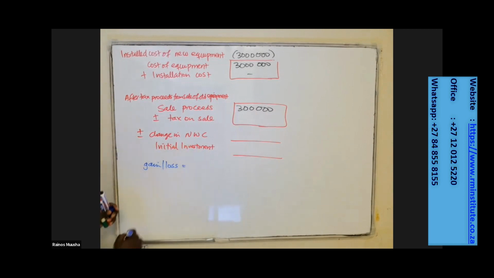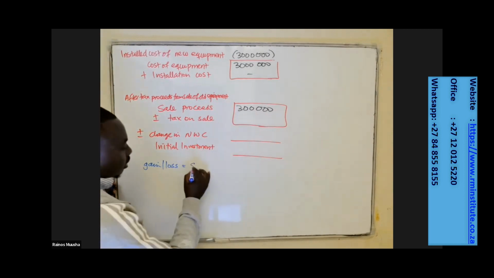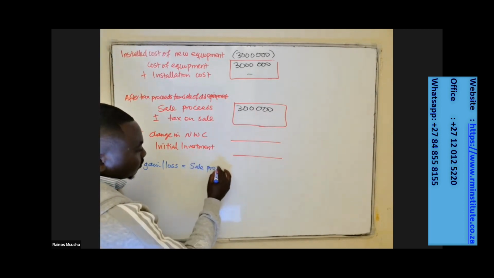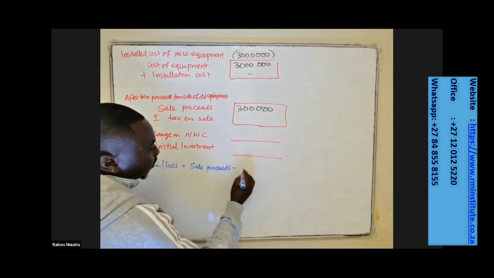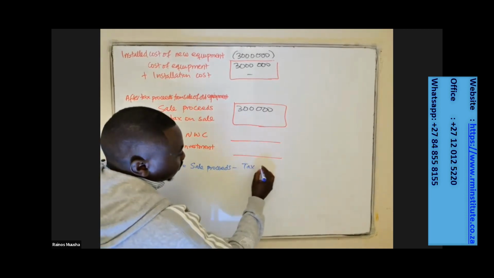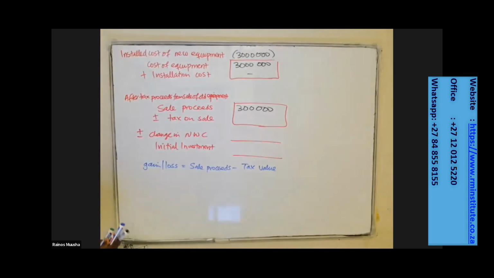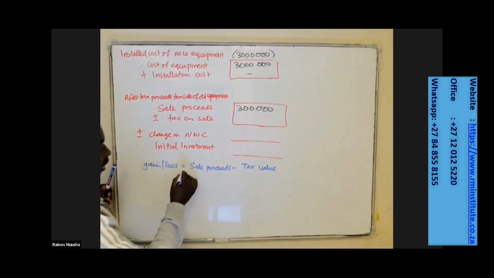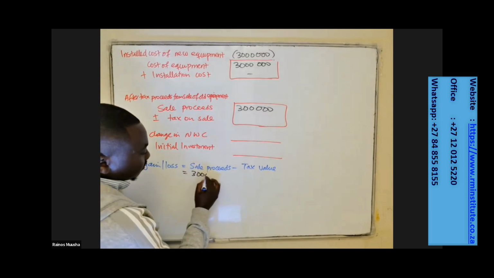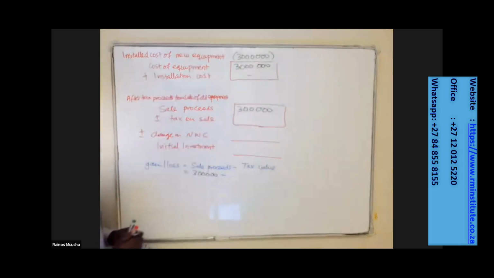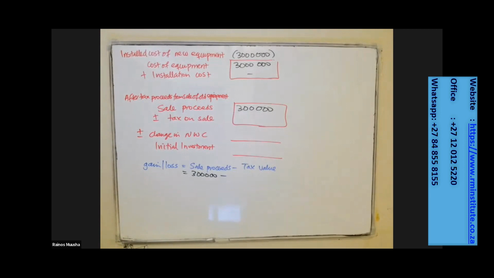And remember, to determine this, we're going to say your sale proceeds minus the tax value, right? So what do we know? We're selling this equipment for 300,000. We know that, remember, they say the equipment was purchased 4 years ago and it has a useful life of 4 years, which means that this equipment is now having a book value worth what?